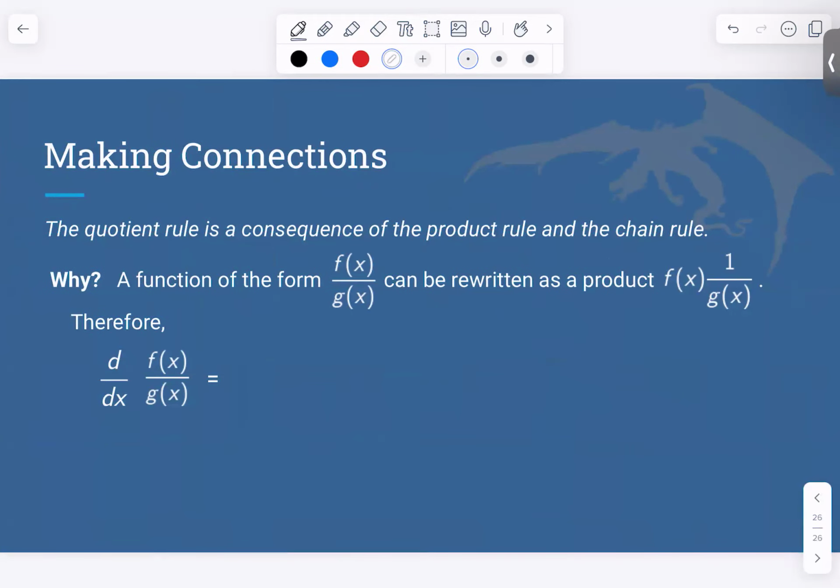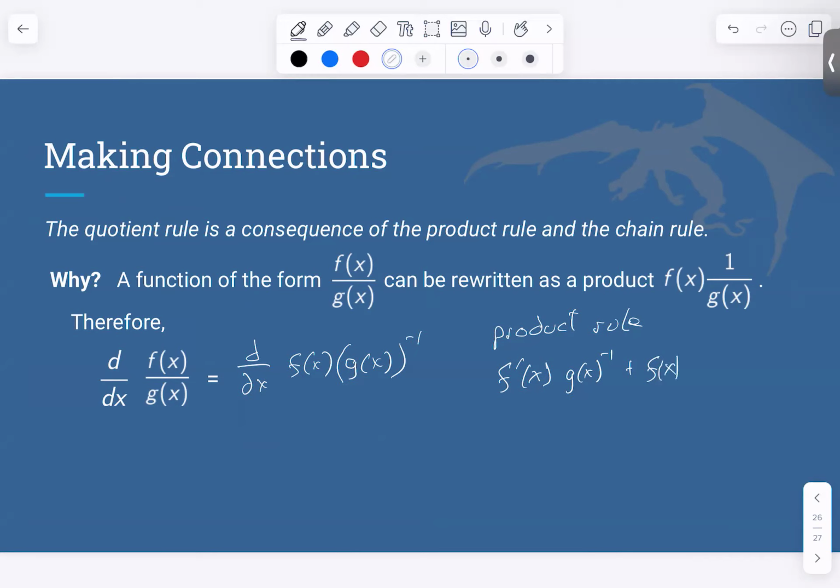Therefore, now I will say that I would write it as this, d/dx of f of x times g of x, and that is actually to the negative 1 power. Okay, so this is what I want to do the product rule for. So if I do the product rule, I would actually get the derivative of the first function, f of x, times the second function, g of x to negative 1. Okay. Plus, now I leave f of x as is. Don't want to take a derivative of that yet.